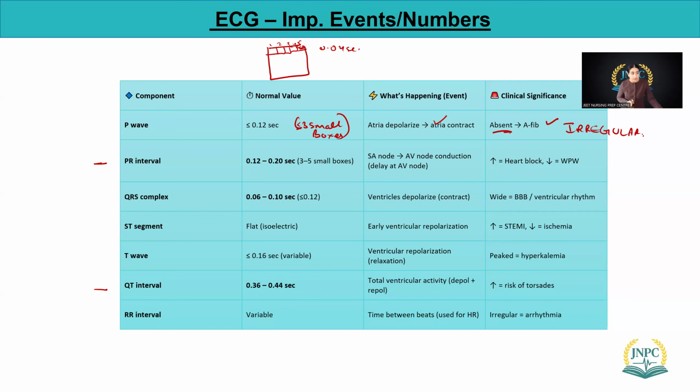Then we have the PR interval, the time from SA node to AV node. That time should be between 0.12 to 0.2. We have already done the PR interval. So that maybe takes one whole large box, right? 0.20, so 5 boxes contain 0.20 second. So 3 to 5 small boxes, or maybe one large box. If the PR interval is too much, there could be a tendency of having heart block. If it is too little, that is WPW.